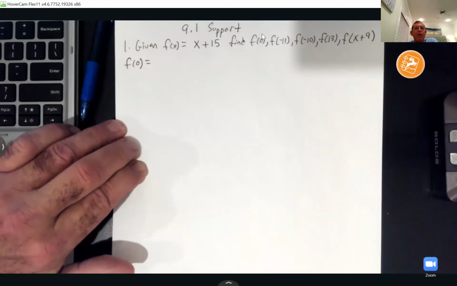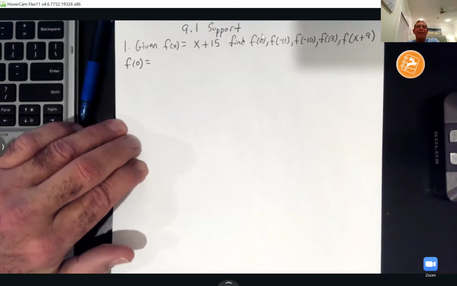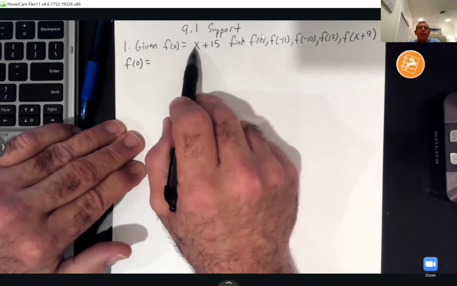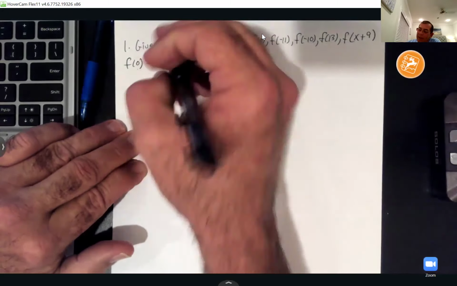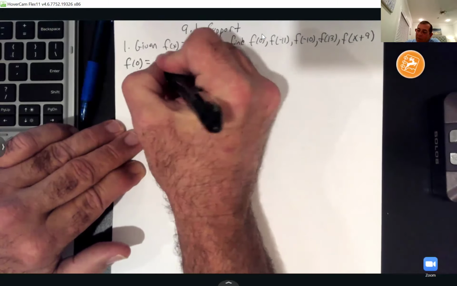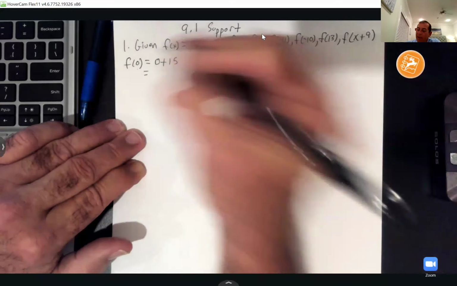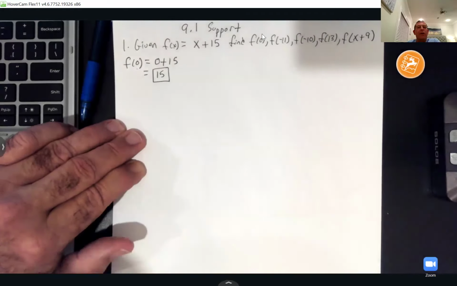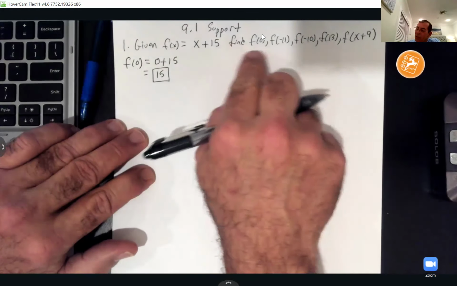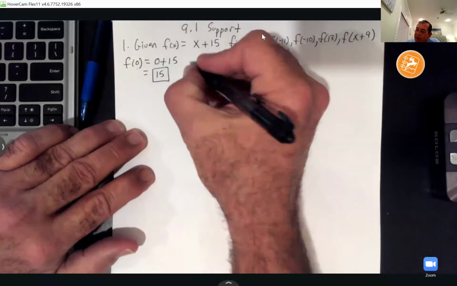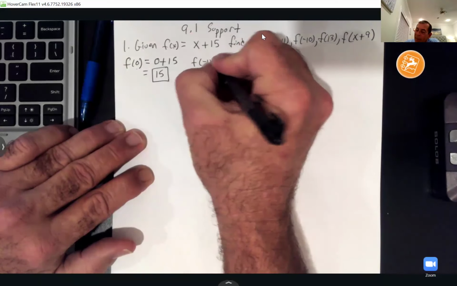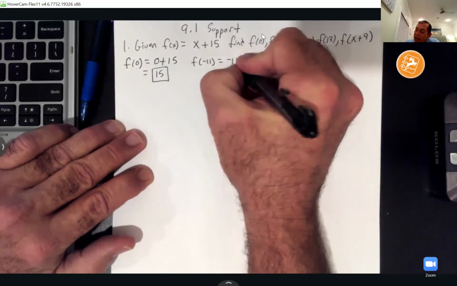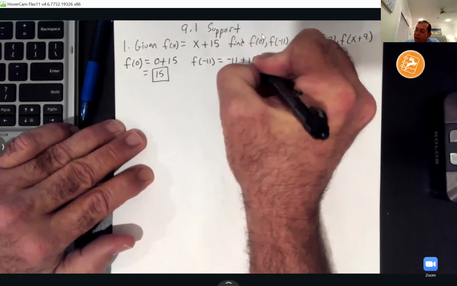So f of 0. Well, guess what? They want me to put a 0 into the f function and see what I get. So that's going to give me a 0 plus 15. And that's going to be 15. So I punch that number in and it gives me the next one, which is f of -11. We all put a -11 in for that x. You get -11 plus 15.